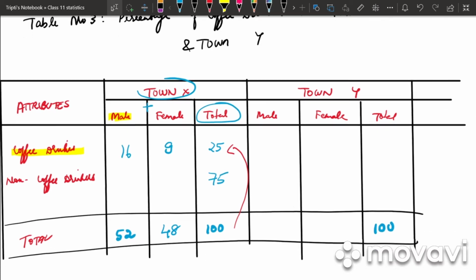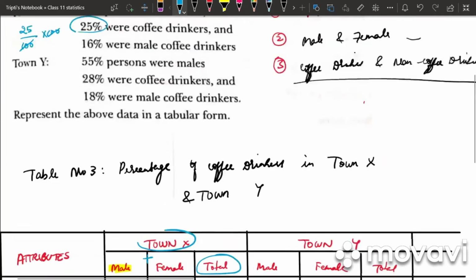Then we know under male our total is 52. In that 16 males are coffee drinkers. So how many are non-coffee drinkers? 52 minus 16, that is 36. And under females, out of 48, only 9 are coffee drinkers. So how many are non-coffee drinkers? 39. Clear? This is how we will be filling the data which has been given to us in the problem. So we are done with town X.